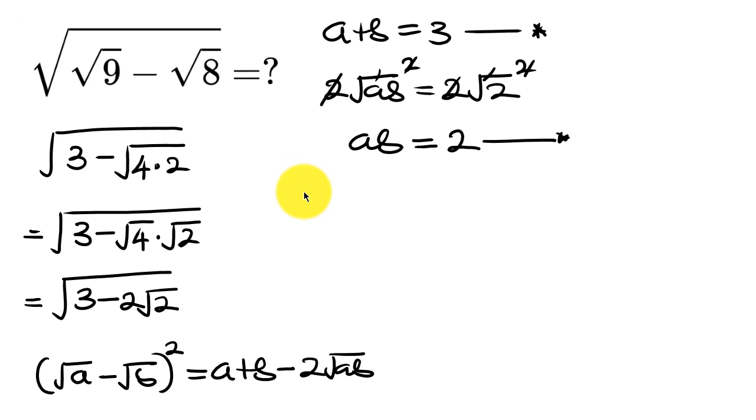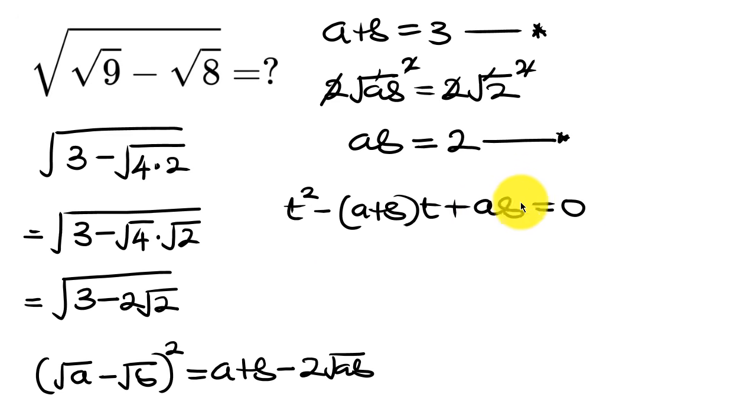And because of that, we can say let A and B be the roots of this quadratic equation, which is t squared minus the sum of roots, which is A plus B, times t, plus the product of roots, which is AB, equal to 0. Now let's substitute here. So we have t squared minus the sum of roots, that will be 3. So this is 3t, and then plus the product of roots, that will be 2. And this is equal to 0.